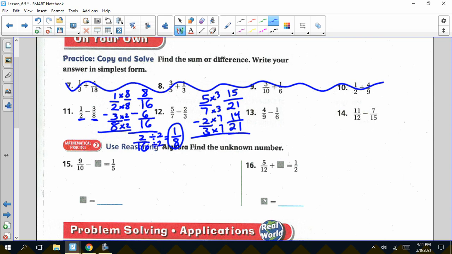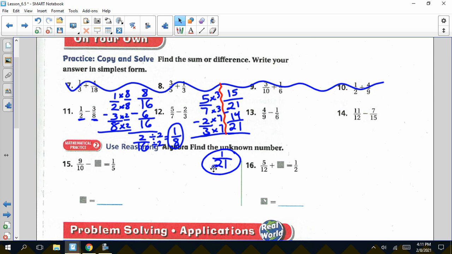Now our subtraction problem is this right here. 15/21 minus 14/21. 15 minus 14 is 1, and our denominator stays the same of 21. 1 over 21, or 1/21. Scroll that down here so you can see it.